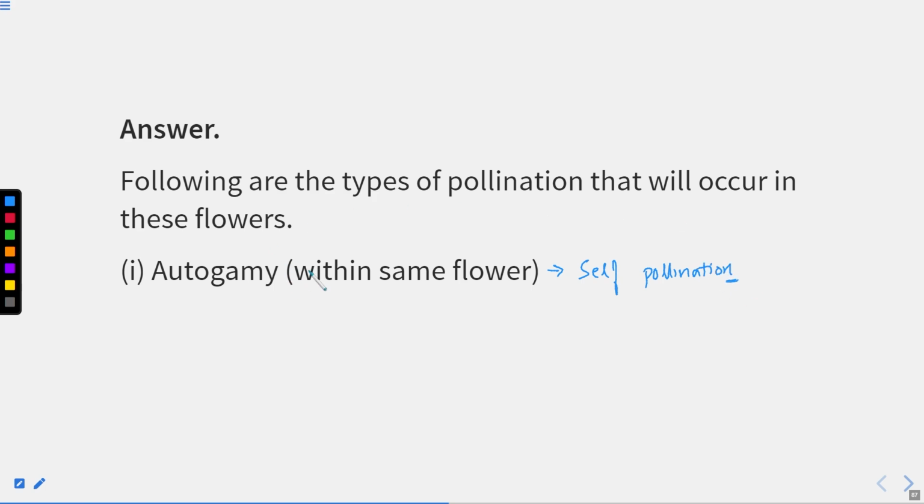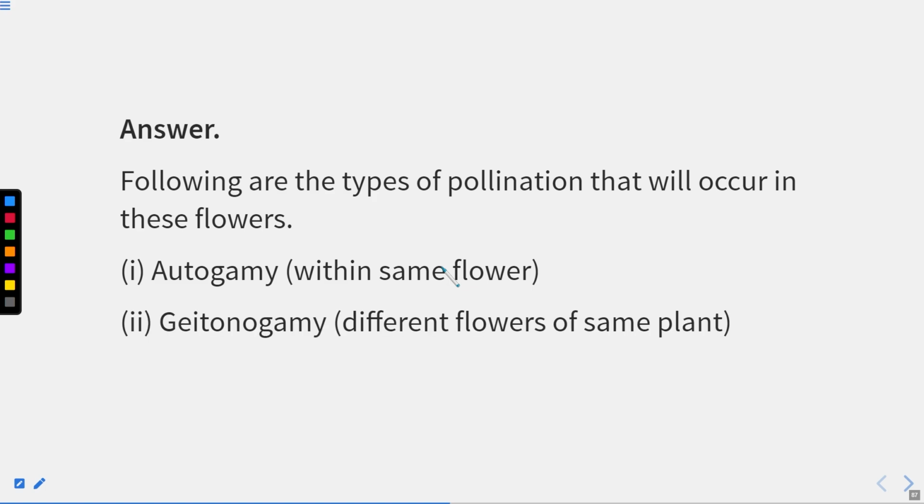In autogamy, what happens? There is a transfer of the pollen to the stigma of the same flower, or you can say within the same flower. Now second, geitonogamy. Here what happens? A different flower of the same plant. Here the flowers are different, but both the flowers are present on the same plant. This is known as geitonogamy.